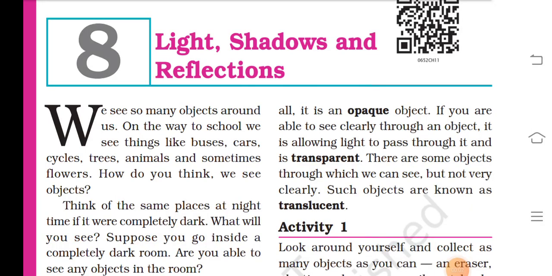We see so many objects around us on the way to school. We see things like buses, cars, cycles, trees, animals, and sometimes flowers. How do you think we see objects?